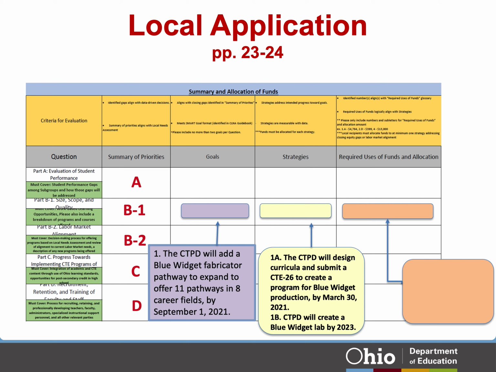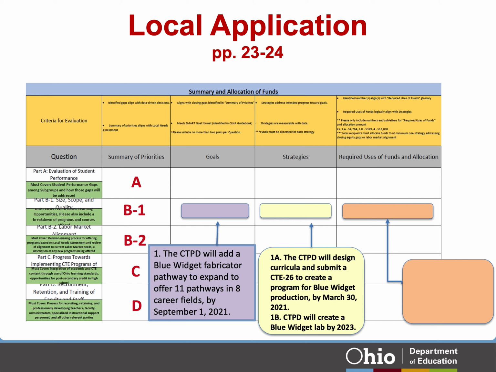You do the same thing for the goals and strategies that are priorities. And you do the same for every question until every goal and every strategy box has content. Each goal must have at least one, but not more than 2 strategies.